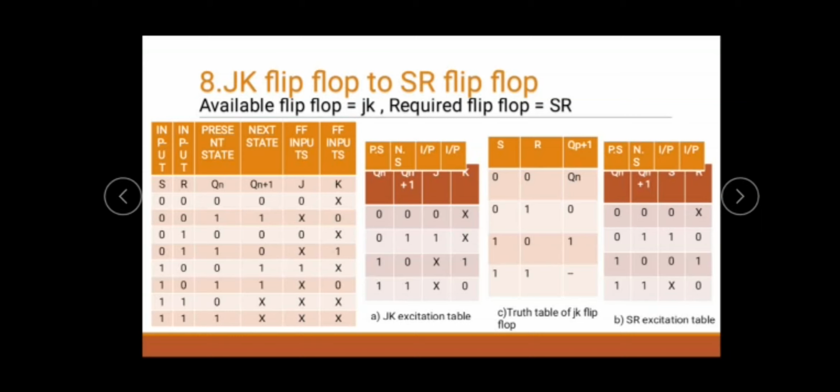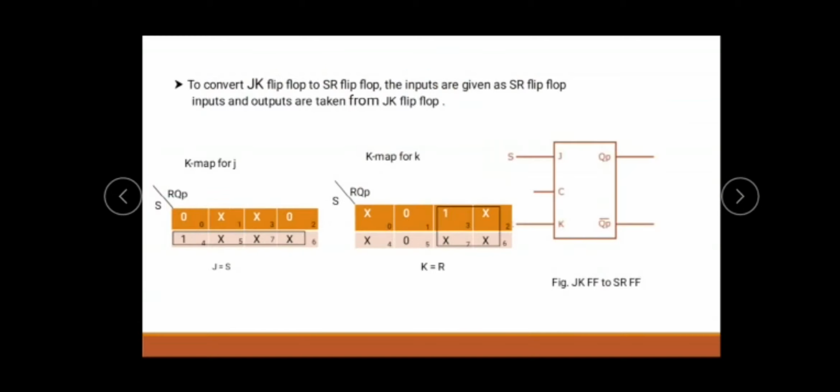To construct the conversion between JK and SR, we move the characteristics into the conversion table. Using this characteristics table, we need to find the JK flip-flop inputs by using 000 don't care, 011 don't care, 1 1 don't care 1, 1 1 don't care 0. We need to simplify JK using Qn and S R. For this, using the K-map, find the Boolean expressions of SR and JK. We replace J and K in this K-map. First we get J as shown in the figure, and the result is J is equal to S, and for K, K is equal to R.